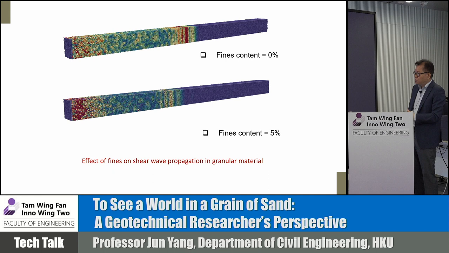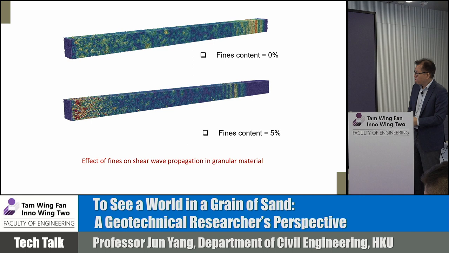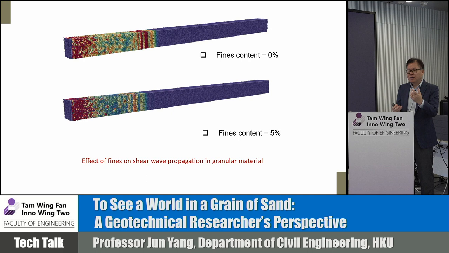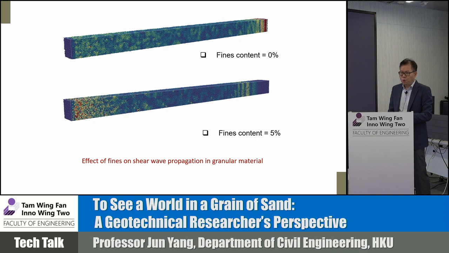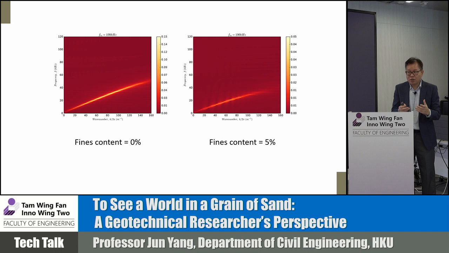So this cartoon gives you an idea how a small amount of fines can affect the shear wave velocity. And this numerical result confirms our findings in the laboratory. Our laboratory finding is when we add some fines into sand, the shear wave velocity will be reduced. Not only the shear wave velocity, but also the frequency contents will be affected by the fines. As you can see here, the left-hand side is for the zero fines content, right-hand side is just for 5% fines content, but we have a different frequency contents.